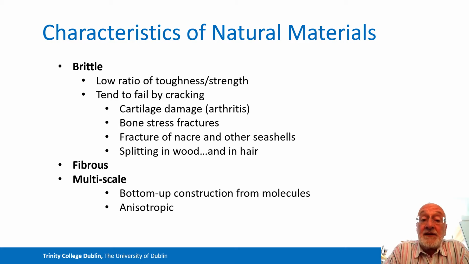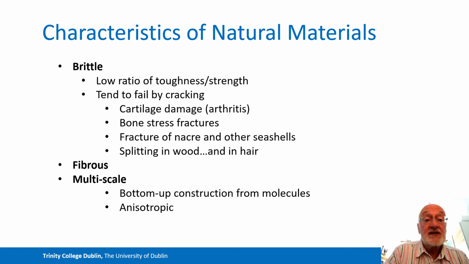Pretty much any biological material has a low toughness and a low ratio of toughness to strength, and so it tends to fail by cracking. Some examples from the human body would be cartilage. Arthritis, which I'm suffering from in one of my knees, is nothing more than small damage in the form of cracks in the cartilage of the joint. Bone suffers from stress fractures. The failure of nacre and other materials in seashells has become something of great interest to the materials science community, and as anybody is familiar with, if you try to break a piece of wood, it will tend to split. Some people have hair with split ends, and these are all fracture and cracking problems.